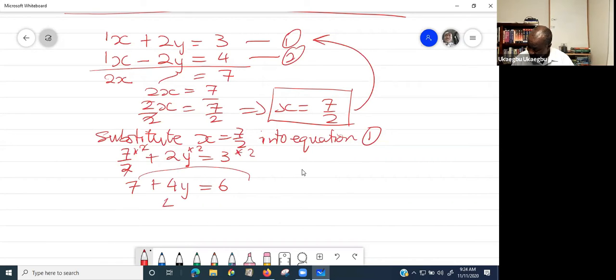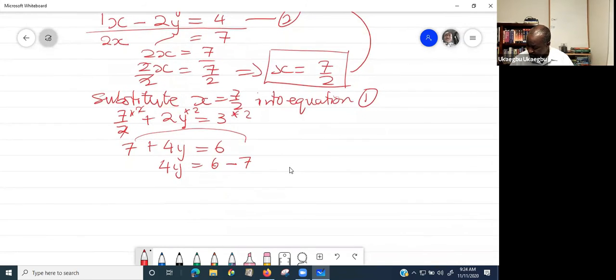So that is going to give us 4y equal to 6 minus 7. And 6 minus 7 gives us negative 1, so 4y equals negative 1. If you divide both sides by 4, y gives us negative 1 over 4. So our first solution is correct.